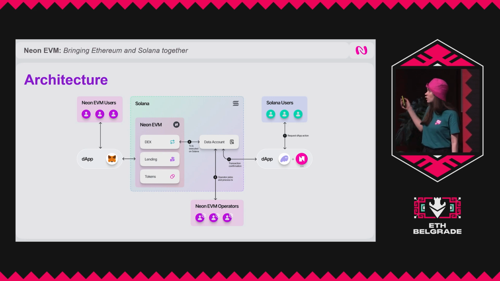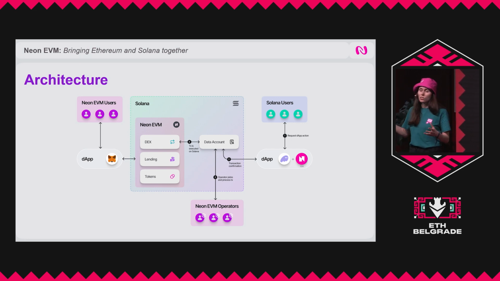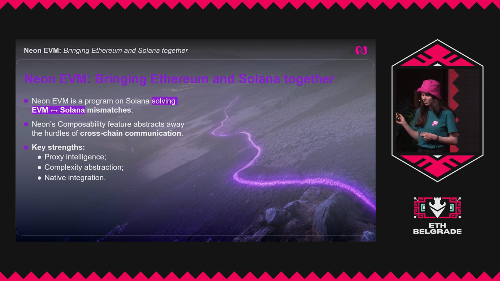When they request a dApp action, for example, send a transaction or make a swap, the Solana native SDK created by Neon EVM gets this transaction and sends it to a data account. It transforms this transaction to include EVM bytecode. And the Neon EVM operators that run Neon proxy get this transaction from the data account and send it back to Solana, so that Neon EVM can execute it on Solana natively and directly.